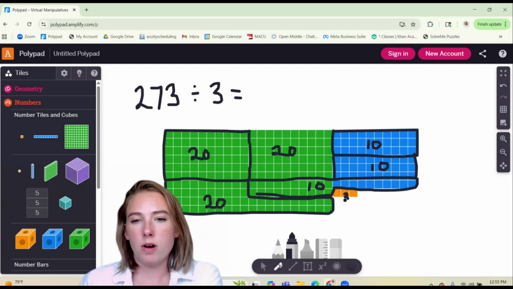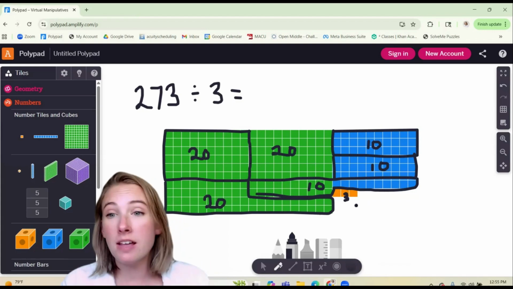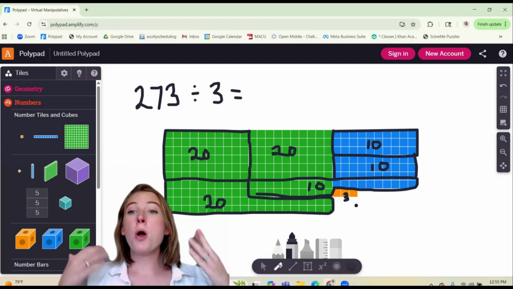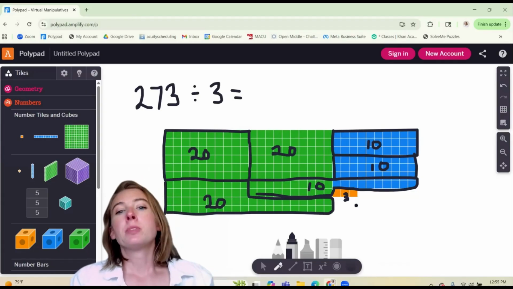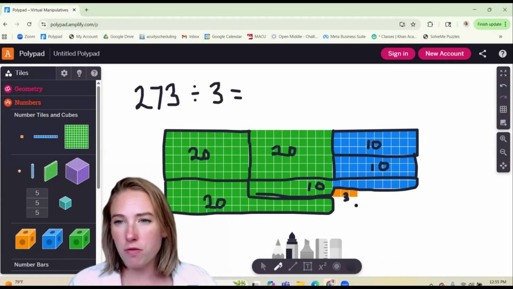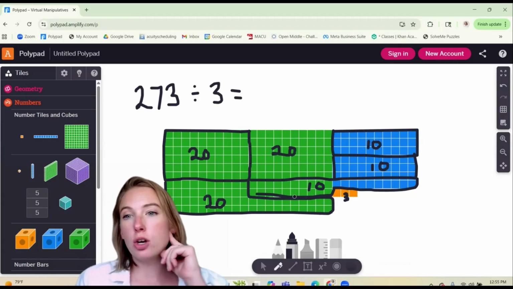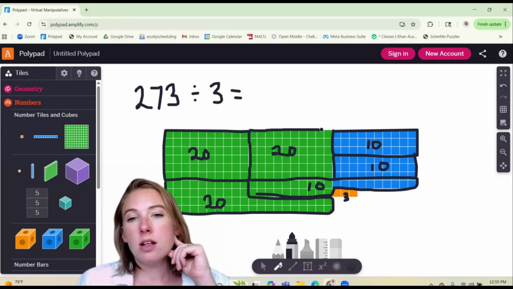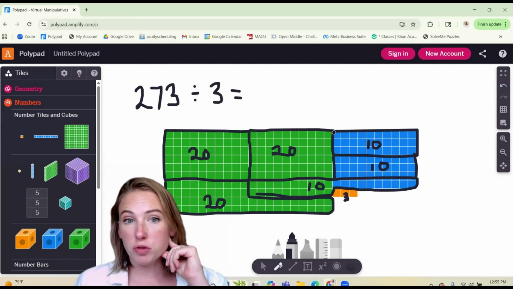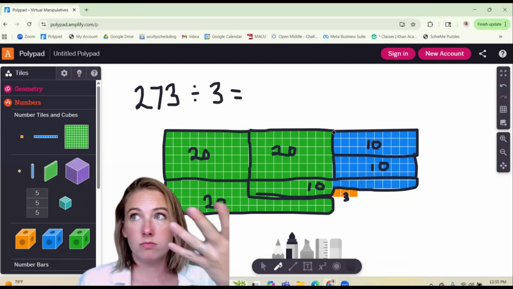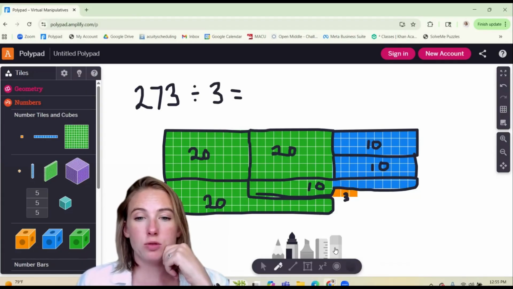And then 3 more. I probably could have done this in less steps, but I wanted to show where we might start. We're just trying to find how many groups of 3 are in that number. And a visual is a good way to start. But a lot of times where we're going to see partial quotients is with numbers. So I'm going to get rid of this visual.